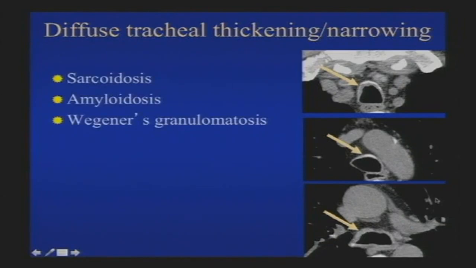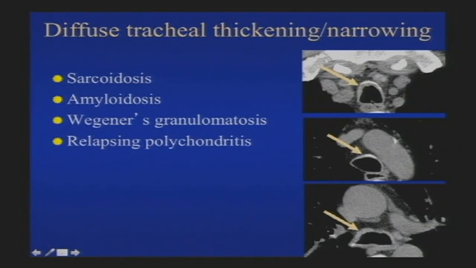And these tend to produce fairly circumferential tracheal wall thickening involving both the cartilaginous portion, which is the anterior and lateral portions, and the membranous portion, which is the posterior portion. In contrast to relapsing polychondritis, thought to be an autoimmune disorder against cartilage, and since the posterior membrane is not formed of cartilage, this disease tends to spare the posterior membrane. It's a very characteristic appearance.